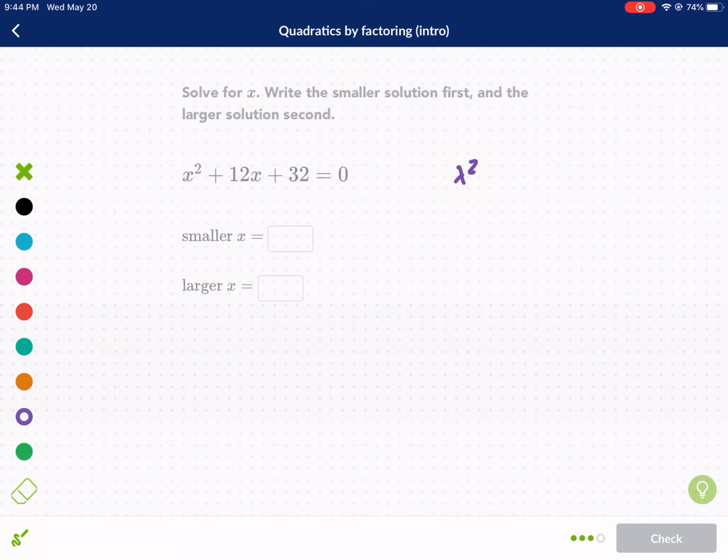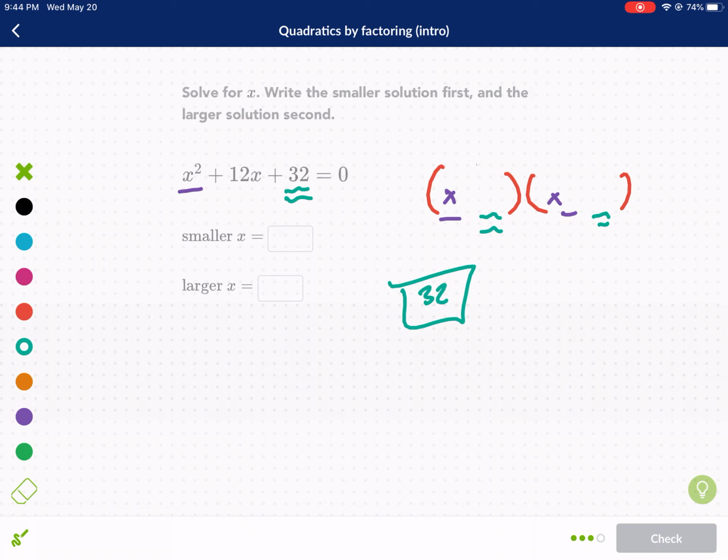x squared. Well, let me just do this. We have the first slot, and then we have the second slot. So let's get our parentheses out. First slot, second slot, second slot. x and x. x times x gives me x squared. Now, I need to be strategic here.